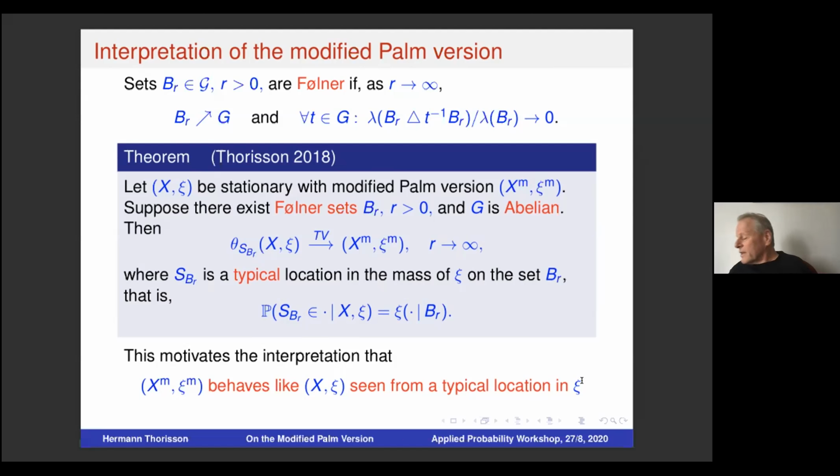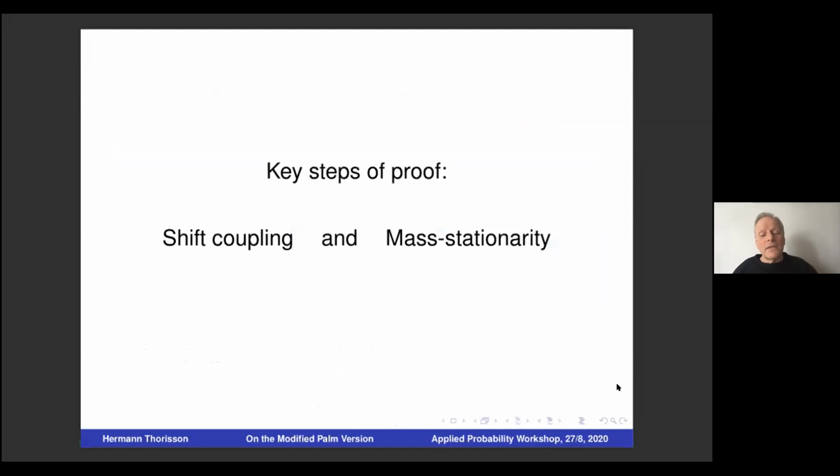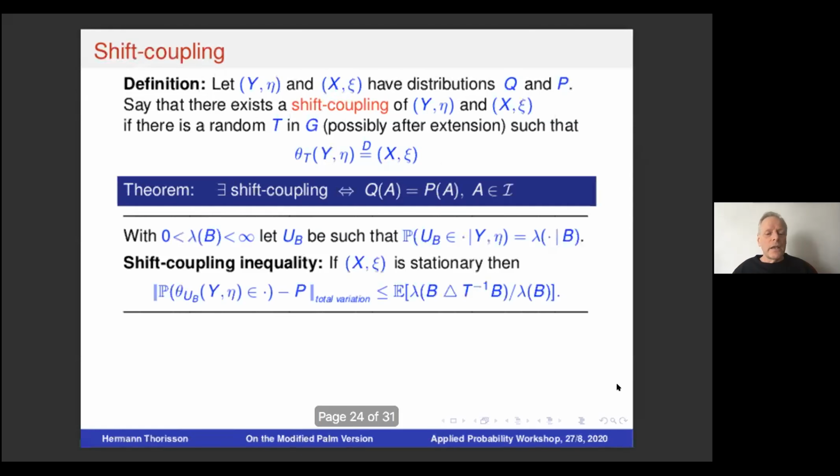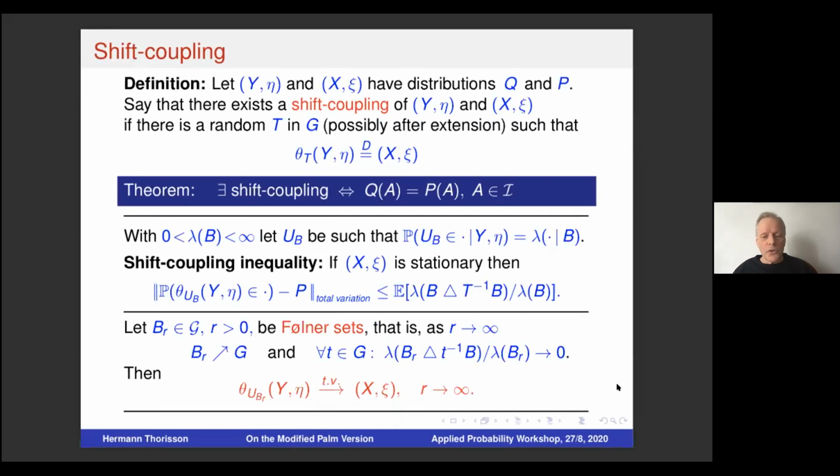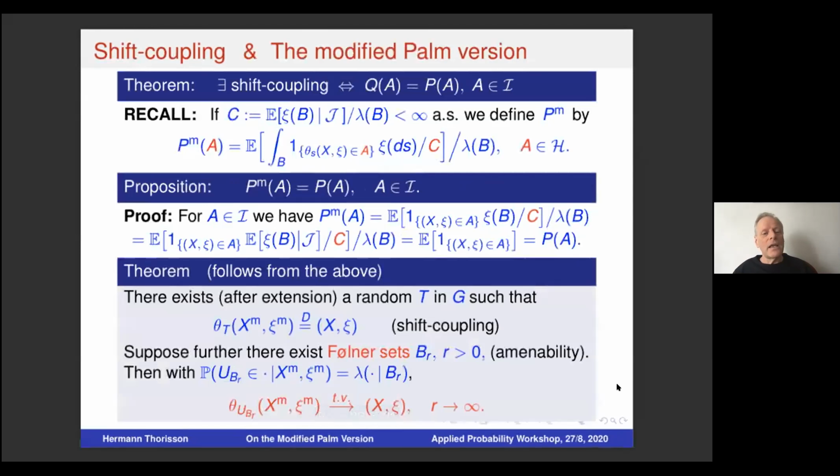So what do I have? I'm basically finished with my time. There is supposed to be time for discussion, but I'm going to show you the key steps of the proof: shift coupling and mass stationarity, two concepts that are not too well known. So here is a fast proof of the theorem. Shift coupling is here, I'll just show you the slides, and then shift coupling applied to the Palm version.